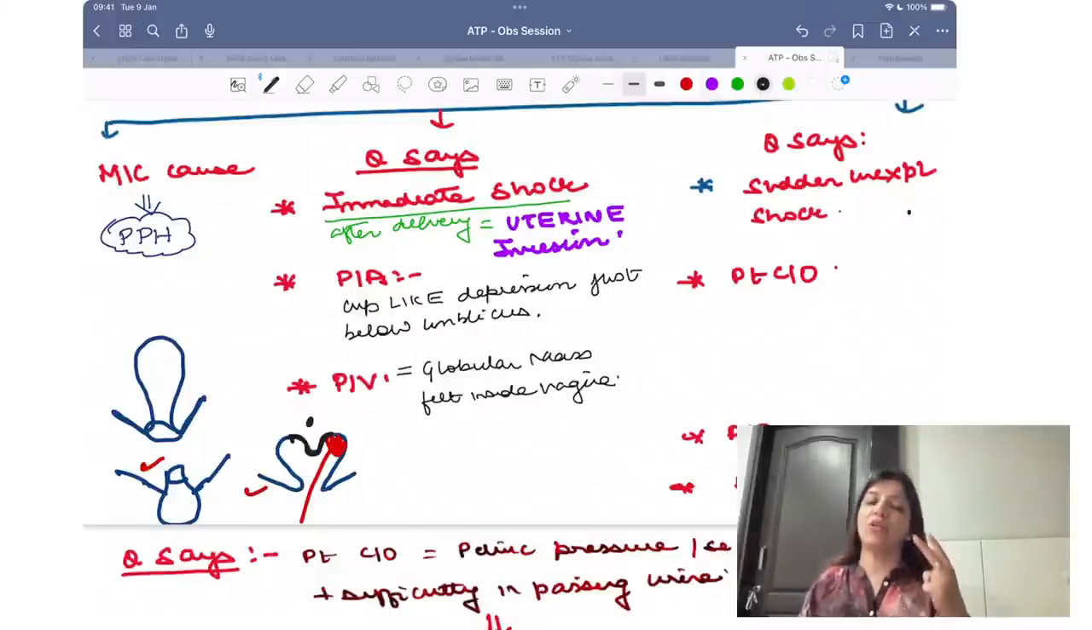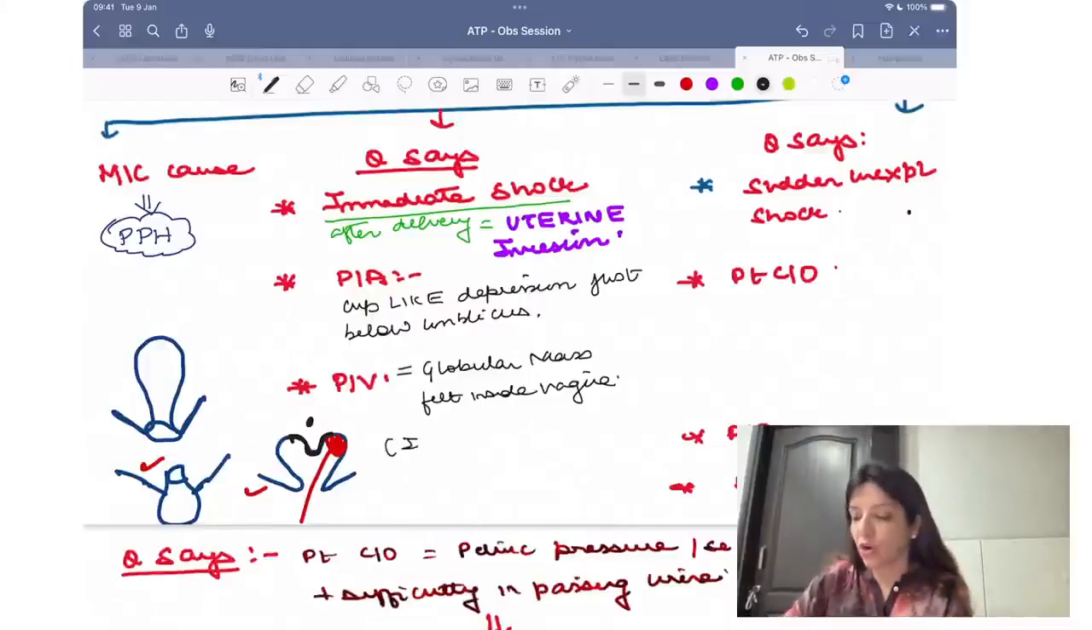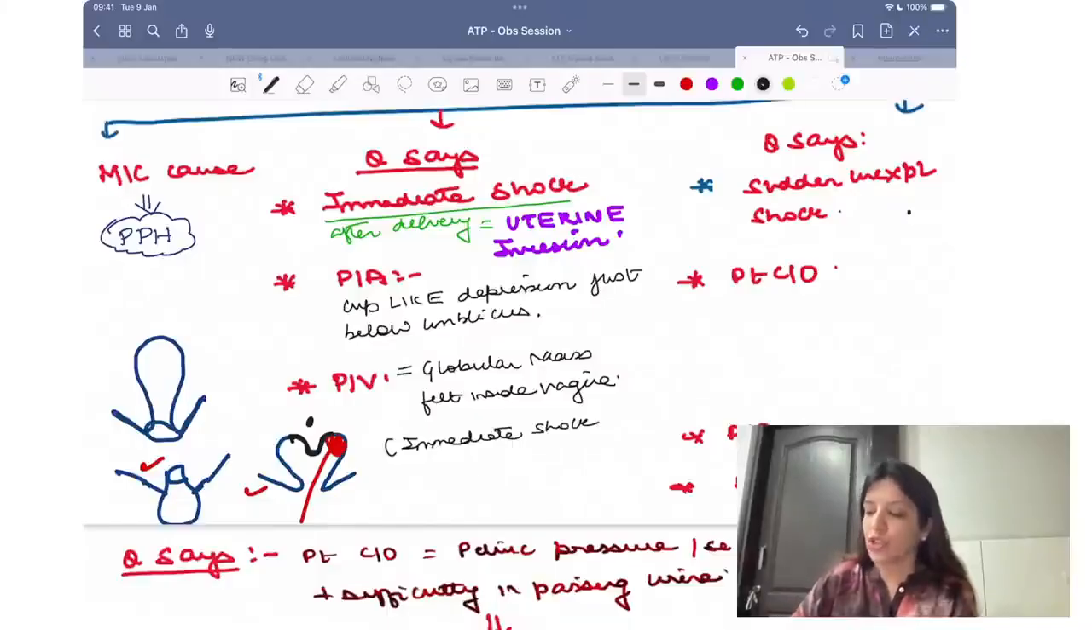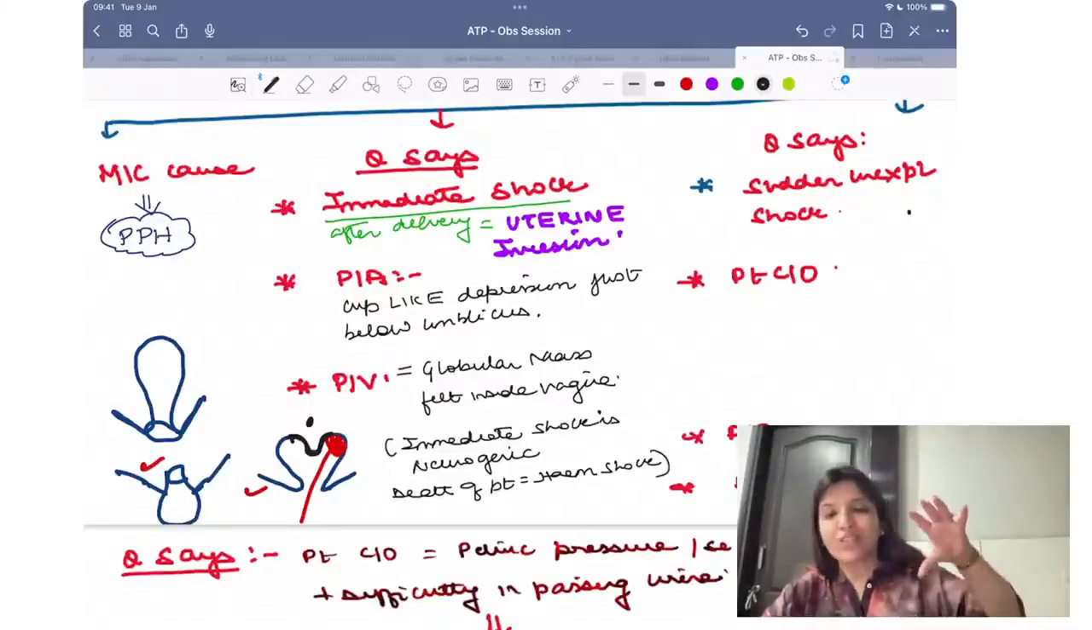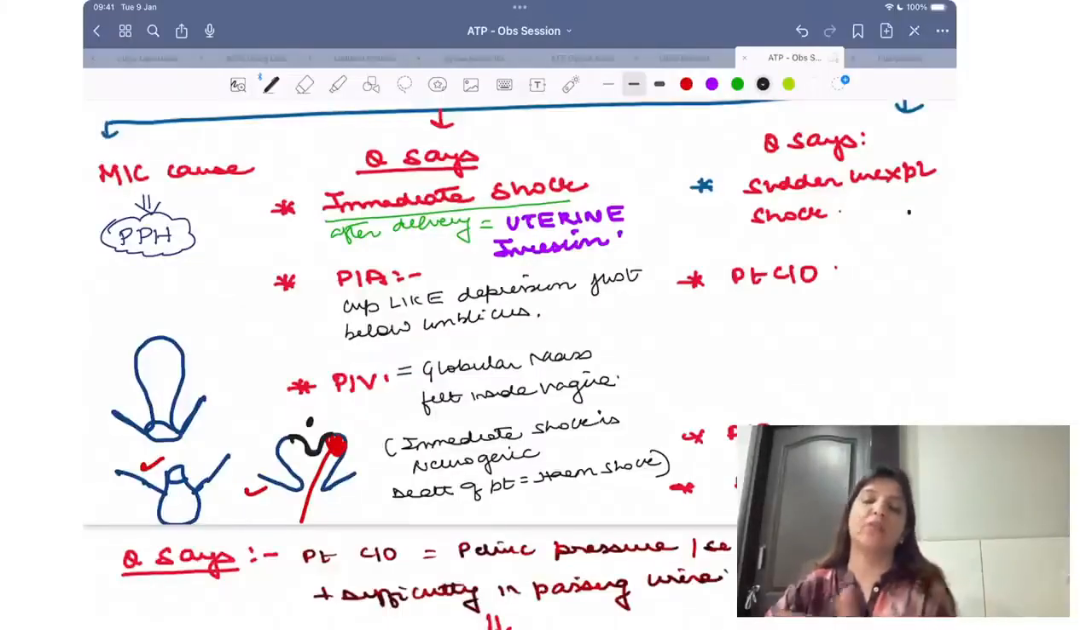Two questions in uterine inversion. Number one, immediate shock of the patient is due to: neurogenic shock. But death of the patient is due to hemorrhagic shock. Initially, it is neurogenic shock. Once the uterus hangs out, the tone of the uterus is lost and then it gets converted into hemorrhagic shock. And death of the patient occurs due to hemorrhagic shock.